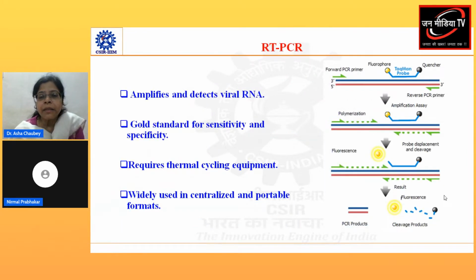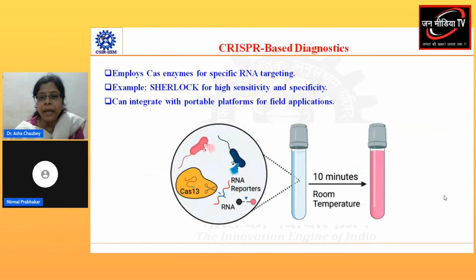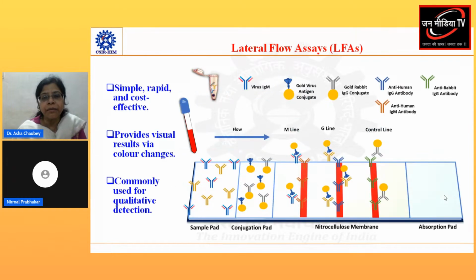So RT-PCR, as we know, amplifies the specific sequence, and if we have the gold standard and the method, then we can detect, but it is very time consuming. So the CRISPR-Cas technique has been taken as an advantage because it employs a targeted approach. The SHERLOCK technique is one of the highly sensitive ones, and if we can integrate it with a portable platform, it can be very effective.